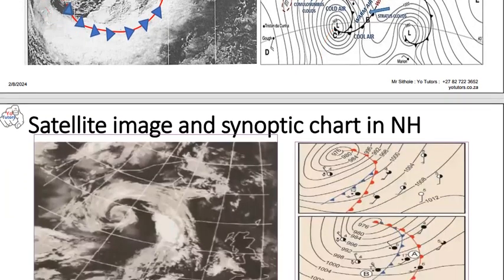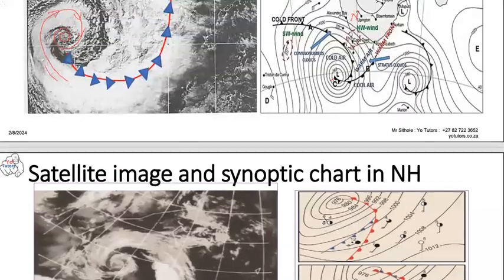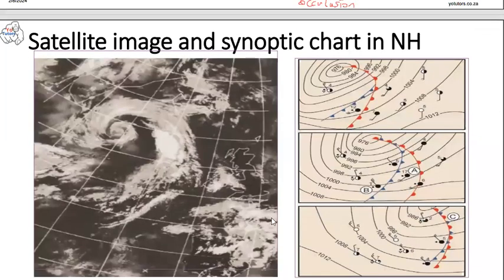As you can see here, the difference in the northern hemisphere is that the circulation of the air is anti-clockwise. Can you see that it's anti-clockwise? And also here you can see that the warm sector is actually to the south of the low pressure, meaning it's in the northern hemisphere. That's what we also need to see.